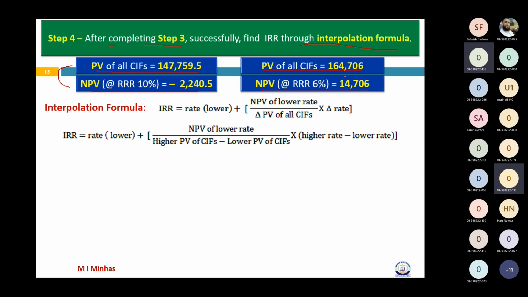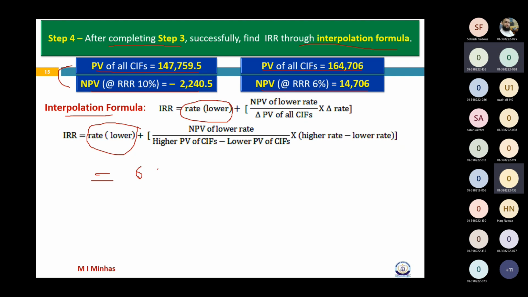Yes, sir. Okay. So now, the interpolation formula: we have two, actually the same formula. One is the expanded form, another one is the short form of it. So now let's try to put in the values. I would request you guys to please participate. First thing is the lower rate. In our case, what is the lower rate? 6%. Right. So this would be 6%.